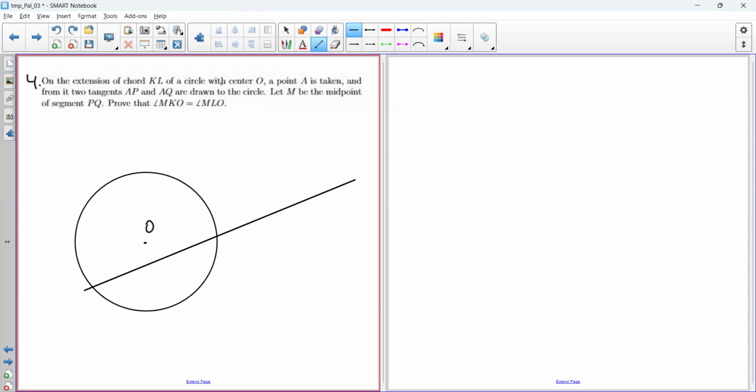So we'll have an extension of this chord of a circle. A point A is taken. Some point A should be located then, and from it two tangents AP and AQ are drawn to the circle. So we will have tangent lines passing through the point A. So A is definitely the external point somewhere over here, and it would be on the extension of KL.